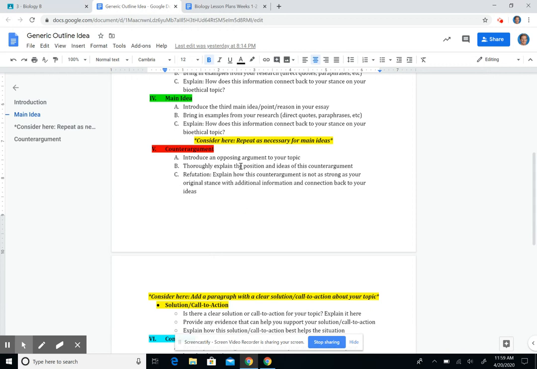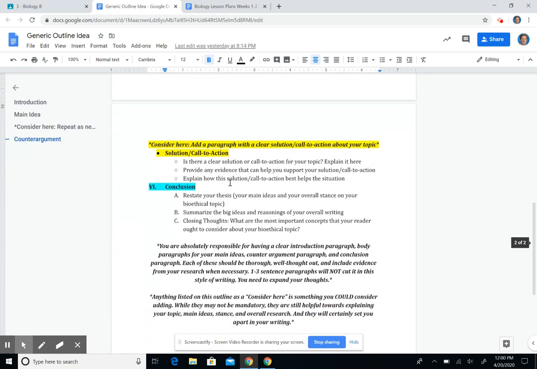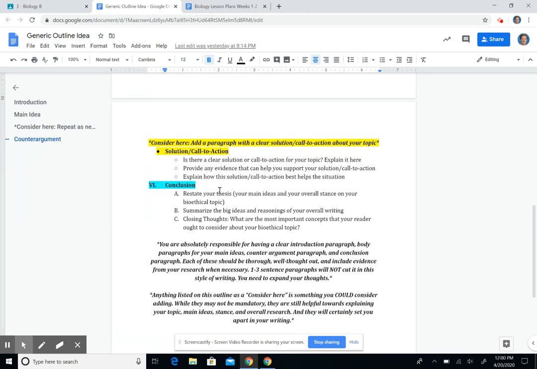But we also wanted to include the counter arguments, right? So introducing an opposing argument for your topic, thoroughly explain the position and ideas of this counter argument, but then taking that counter argument and explain why is that counter argument not as strong as your original position? Why are you still right in light of these counter arguments? We've also got some conclusions that we want you to throw in there that just wraps up your entire paper, right? Restating your thesis and summarizing your big ideas and any closing thoughts.